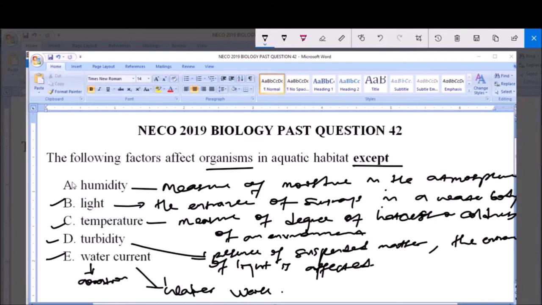But now option A here says humidity, and humidity is the measure of moisture in the atmosphere. The atmosphere has nothing to do with aquatic habitats. It is only terrestrial habitats that are affected by humidity. So humidity does not affect aquatic organisms, and therefore the answer to this question is humidity, which is option A.